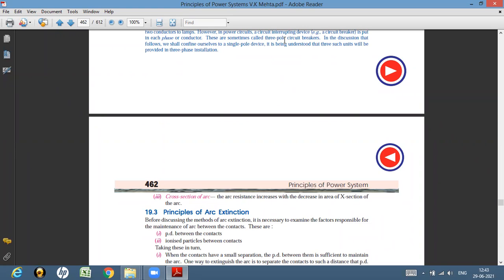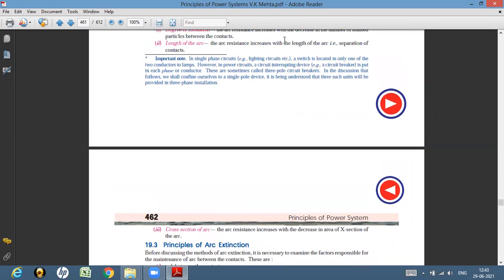By virtue of the length of the arc as well as the area of cross section of the arc, with the increase in the length, the resistance is increased, and hence the arc will be reduced. And the second thing is that with the decrease in cross-sectional area, the resistance of the arc increases, and when the resistance of the arc increases, ultimately your arc will be extinguished in the shortest possible time.